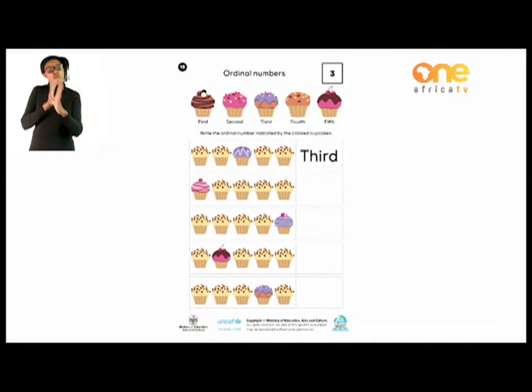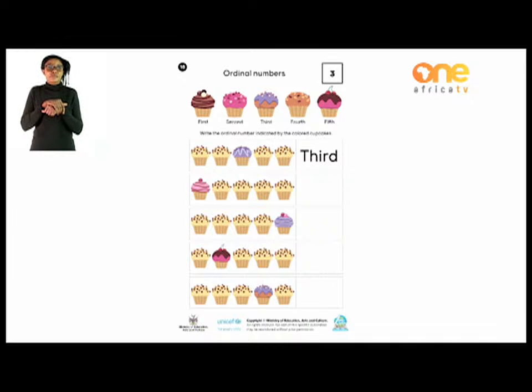Now, in this case, on this page, we are busy with cupcakes. And we have to see where the cupcake is standing. At which position is the cupcake standing? So, let's look at the brown cupcake there. Is it first, second, or third? First. The pink one is second. The blue and orange is third. The orange one is fourth. And the brown and pink one is fifth.